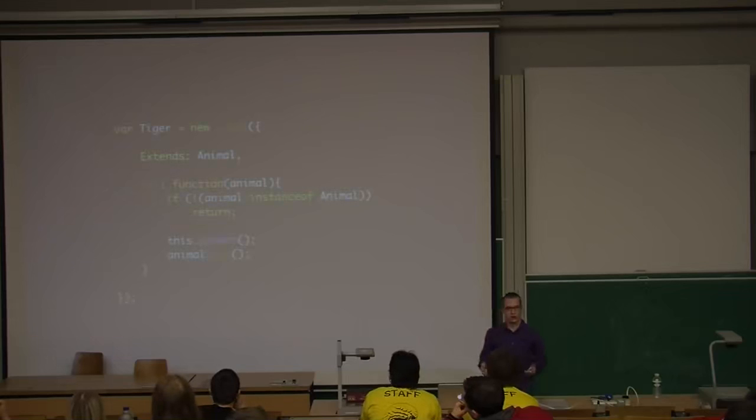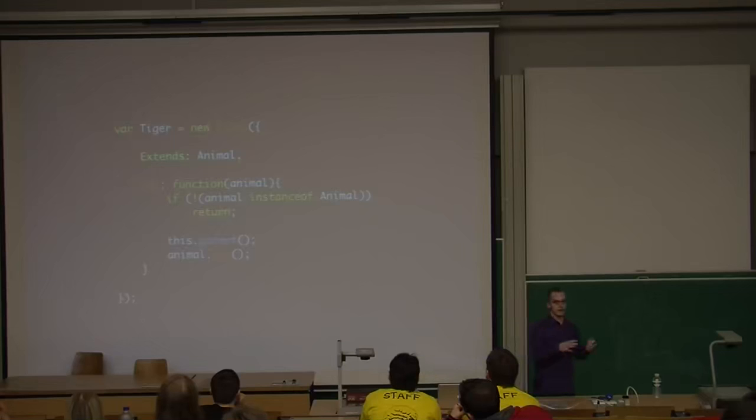So we create a new class called Tiger, and you can see three things here. We extend the Animal class. So in this case, you can probably understand what it does. It takes the Animal as a parent class and subclasses it. We override the eat method, and you can see a call to this.parent. So this calls the eat method on the parent class, on the Animal. And there is one thing that I really want to highlight. It's the if statement. It says, if the animal is not an instance of Animal, don't do anything then.